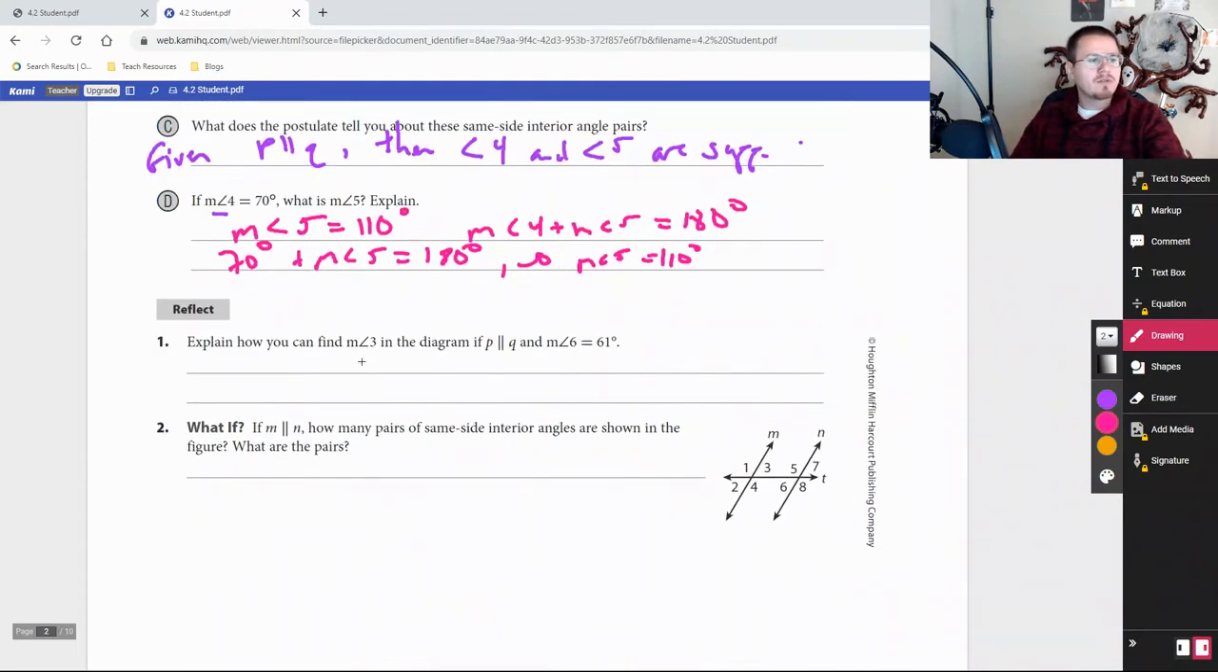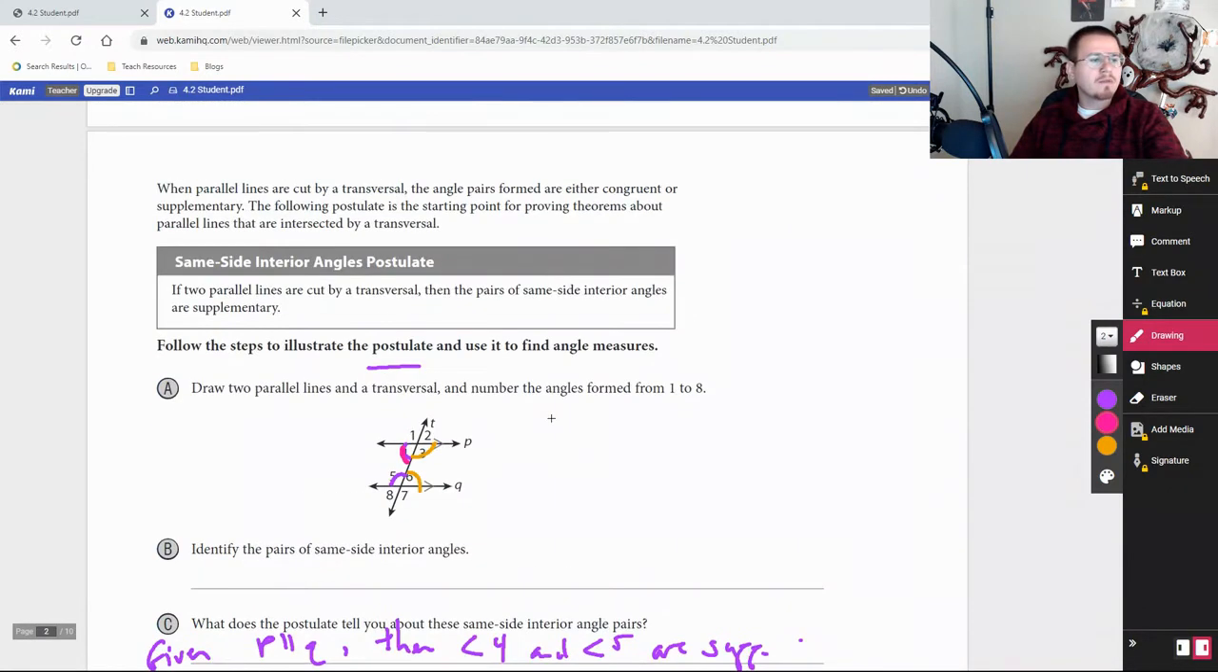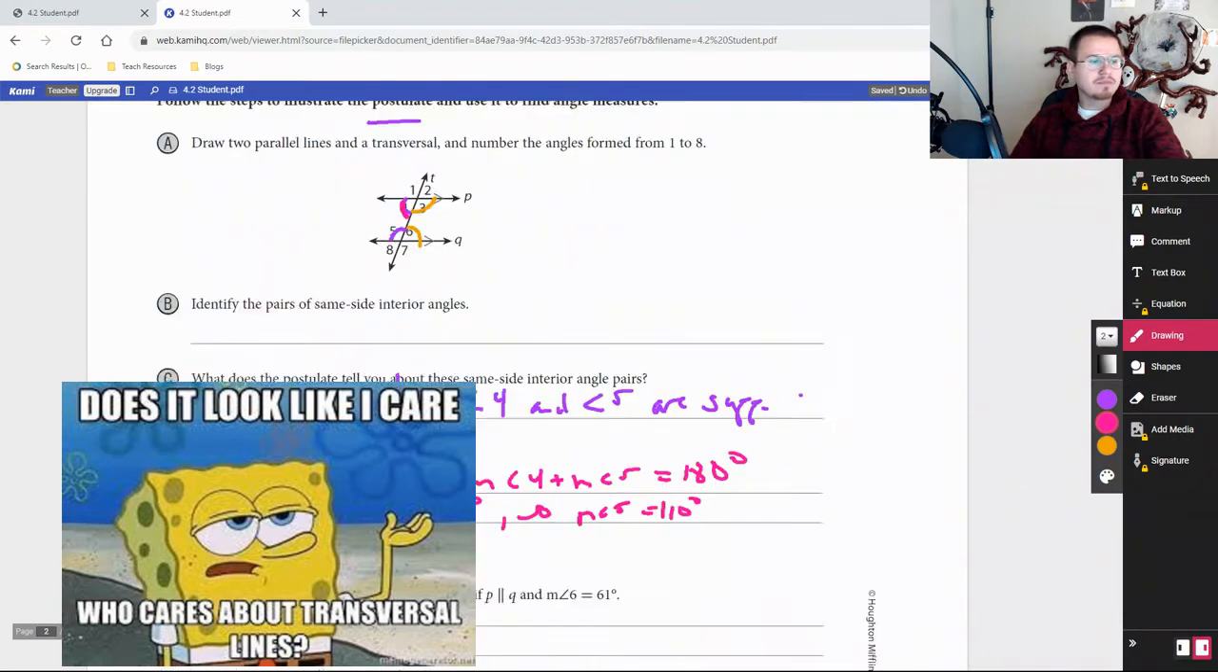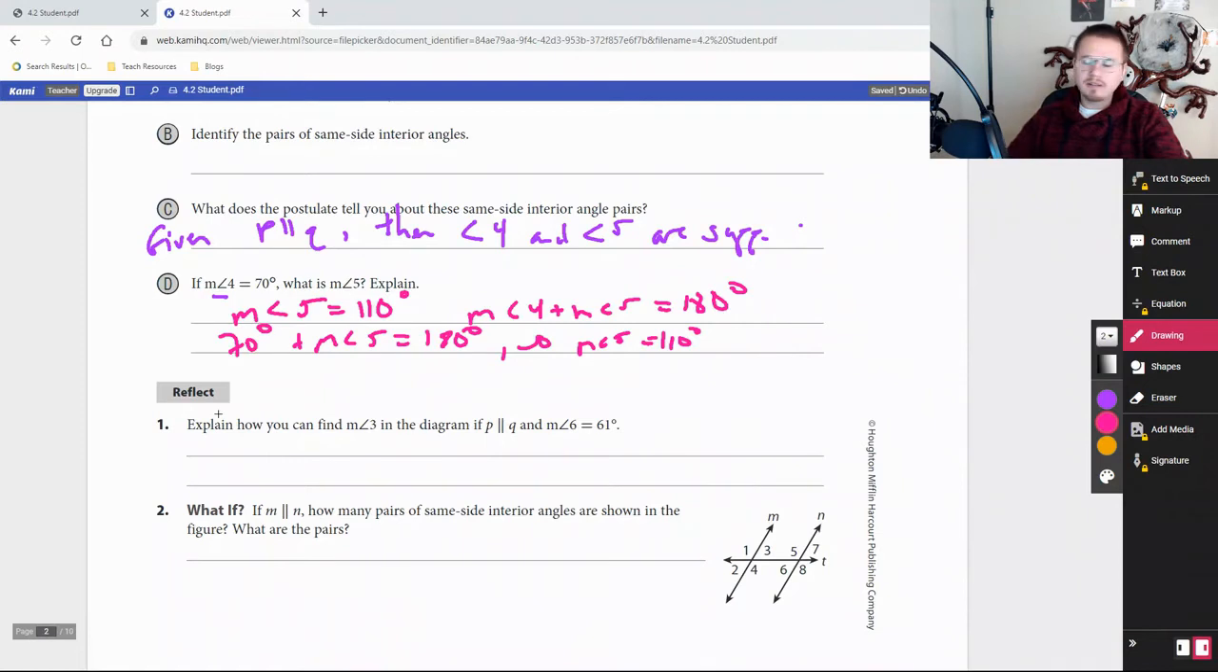How can you find the measure of angle 3 if P is parallel to Q and the measure of 6 equals 61? Well, 3 and 6 follow the same rules, right? So 3 and 6 are supplementary, which means they add up to 180 degrees. So the measure of angle 3 plus 61 equals 180. Basic one-step equation, the measure of angle 3 would equal 119 degrees. Algebra. Rocking with the algebra.